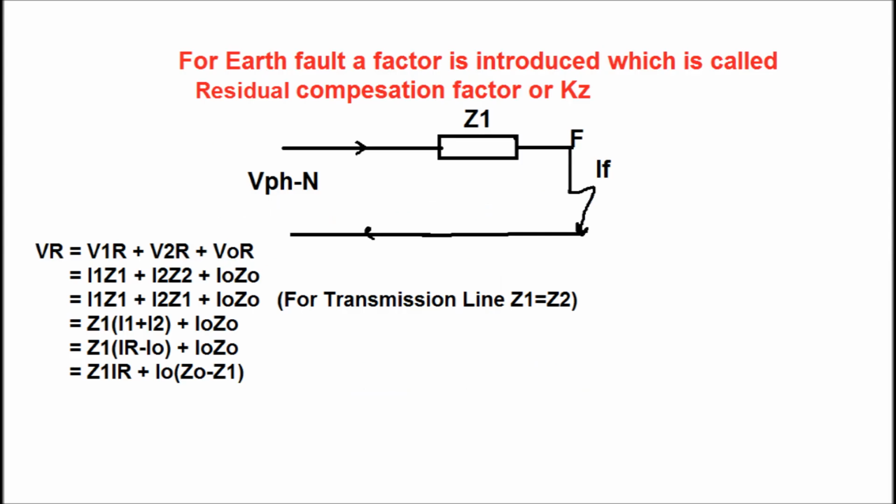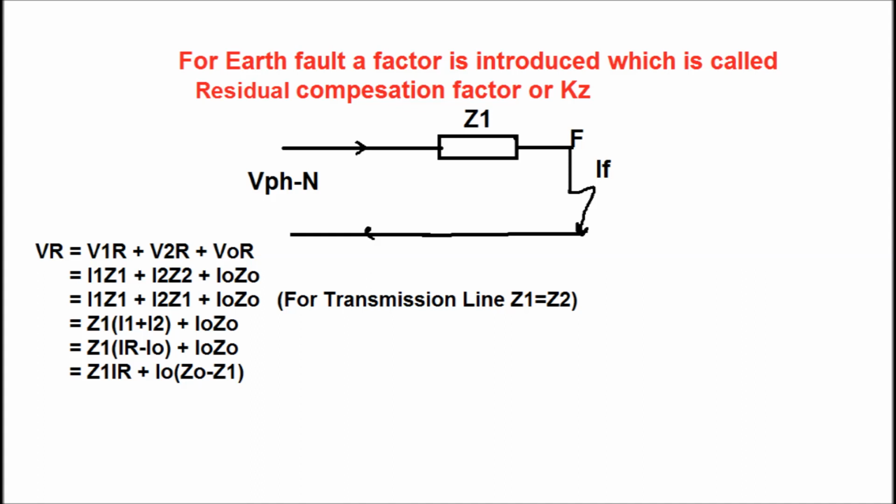Now for earth fault a factor is introduced which is called the residual compensation factor, or KZ. Now a diagram has been shown where an earth fault occurs at point F. If an earth fault occurs for red phase, then the voltage sensed at the relay, which is VR, is equal to the sum of all the sequence components of the voltage, that is positive sequence voltage, negative sequence voltage and zero sequence voltage, that is equal to V1R, V2R and V0R.